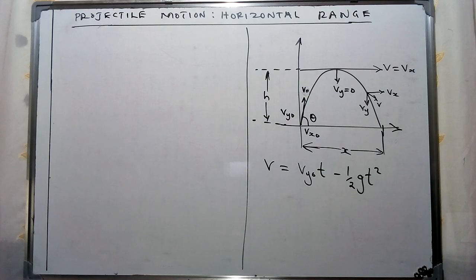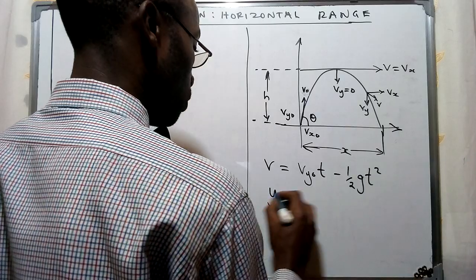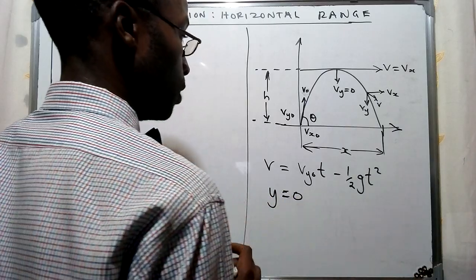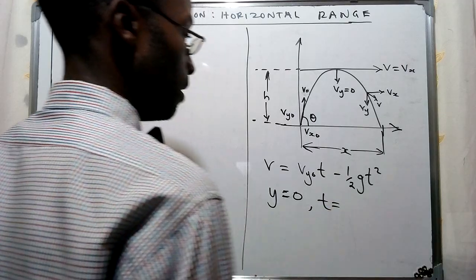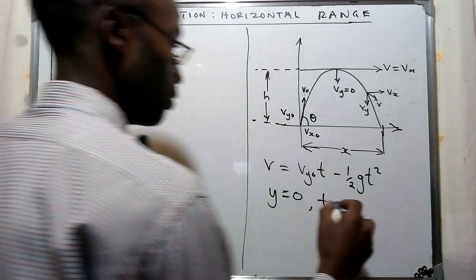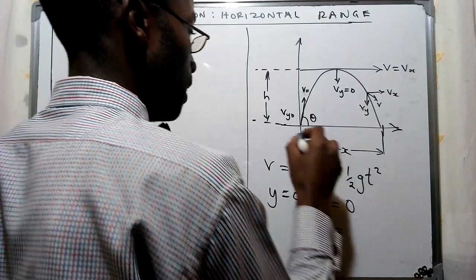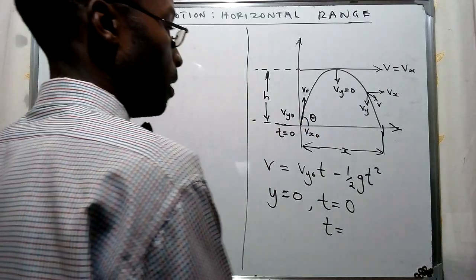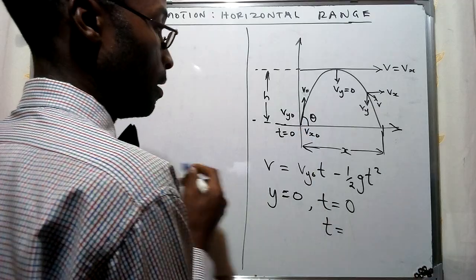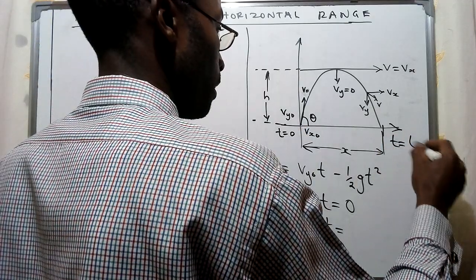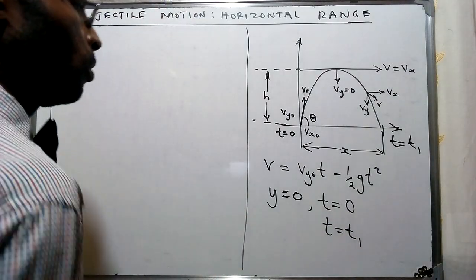Now, in this case, we are going to consider the points on this curve whereby the value of y is equivalent to 0. One of these points is when the projectile is launched, at the point of origin, where t is equivalent to 0. But at the time it lands on the ground, we are going to give it as t1, and we're going to use it as such.